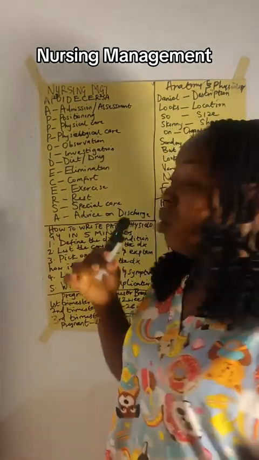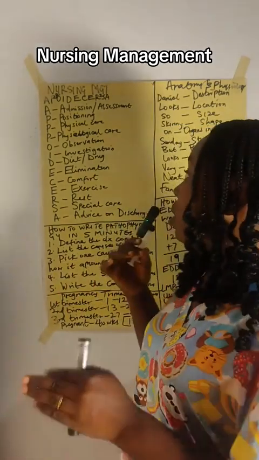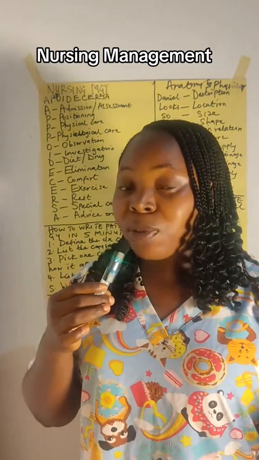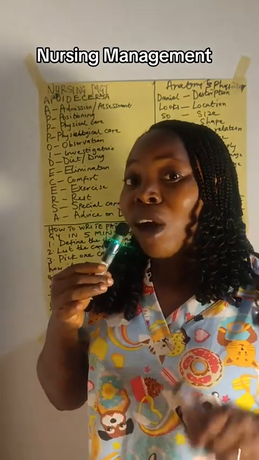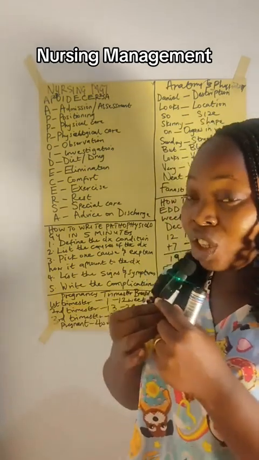P stands for positioning. You're going to position this patient well. If it's a patient with a cardiac problem, you have to put the patient in upright position. So you have to tell us the particular position you have to put the patient according to the disease condition that you are managing the patient.